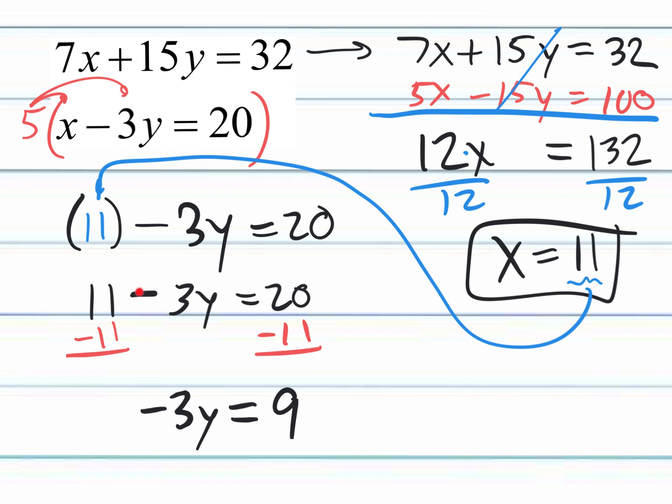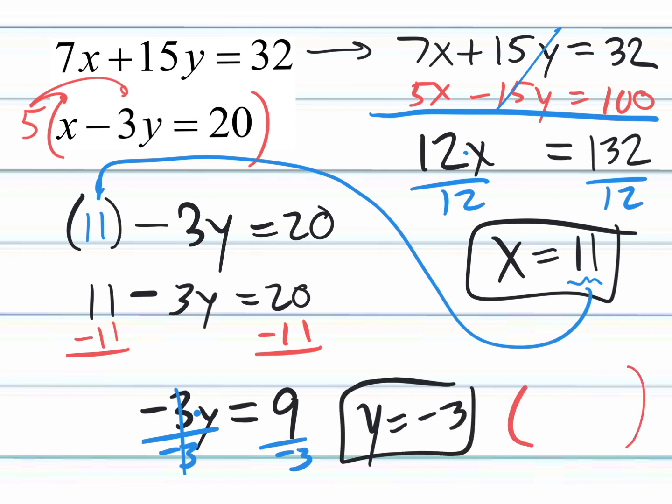A lot of students forget about the minus. They just bring down the 3y, and then it becomes wrong. It's a minus 3y. And in reality, what that says is negative 3 times y equals 9. So I need to divide by negative 3. And that'll give us what as a final answer? y equals negative 3.